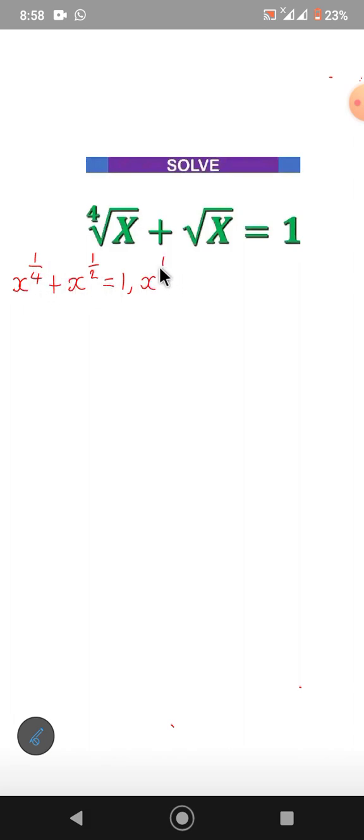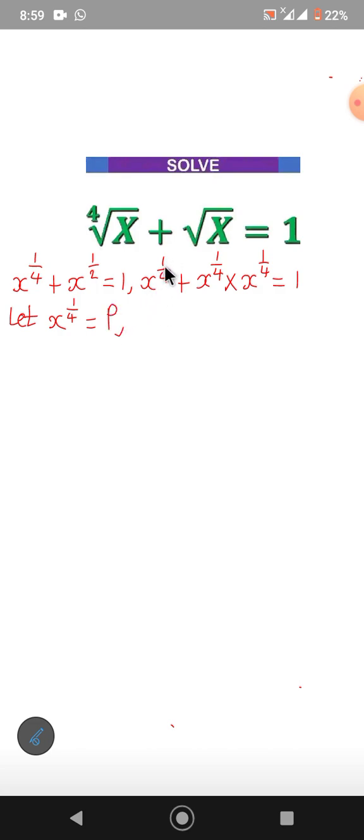s raised to the power of 1/4 plus s raised to the power of 1/2 is the same thing as s raised to the power of 1/4 plus s raised to the power of 1/4 times s raised to the power of 1/4, everything equal to 1. If we multiply s^(1/4) times s^(1/4), we get s^(1/2). So I will substitute. Let s^(1/4) equal p.